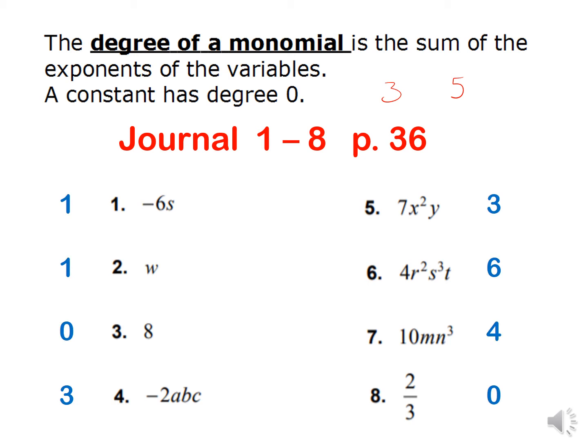Okay, so if you're looking at this one, since the 6 has a degree of 0 and this has a degree of 1, the degree is 1. The W is just a 1. A number by itself is 0. On number 4, you have a to the 1, b to the 1, c to the 1, and you have to add them because it's a monomial. Only monomials do this. Over here, number 5, we have 2 plus 1 is 3. Number 6, we have 2 plus 3 plus 1 is 6. Number 7 is 1 plus 3 is 4. And 8 is made up of constants, and therefore it is 0.